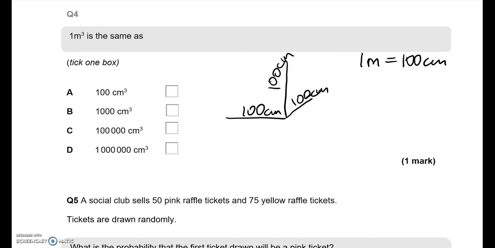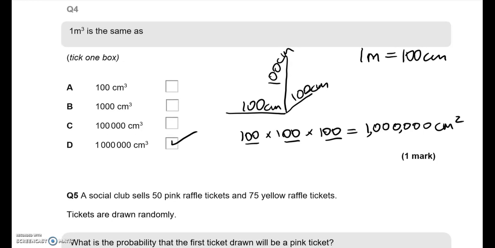So we'll go 100 times 100 times 100, which is equal to 1 with 6 zeros after. So we'll separate them into threes, and that is 1 million, which is option D.